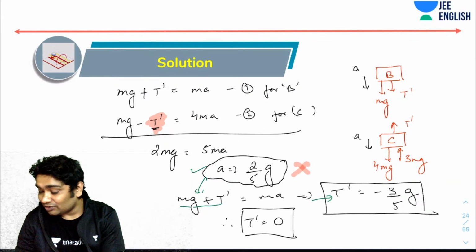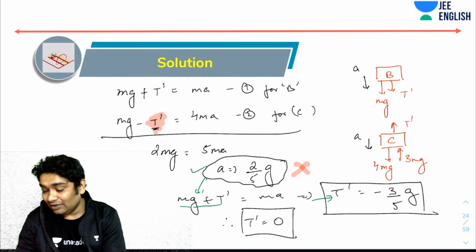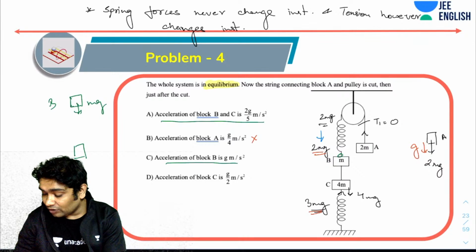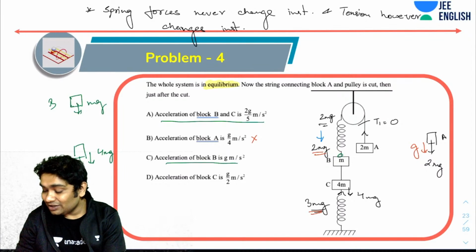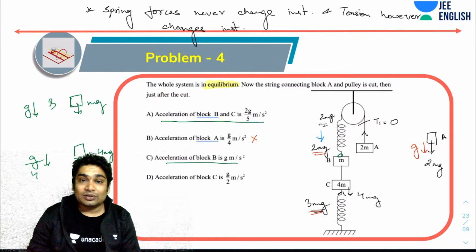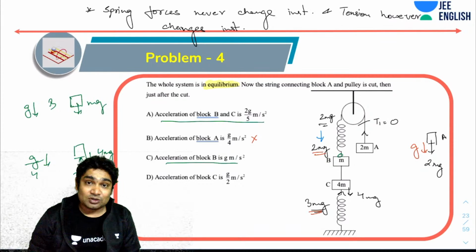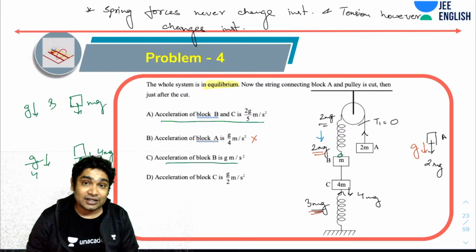new FBDs would look like this. For this, you would have had mg, and for B and for C, the downward thing would have still applied a force of 4 mg, and then you would have had an upward force of 3 mg. So this would have gone down with an acceleration of g downwards. This would have gone down with an acceleration of g by 4 downwards. Because B is moving faster, the string would have become slack and tension T dash would have reduced to 0.